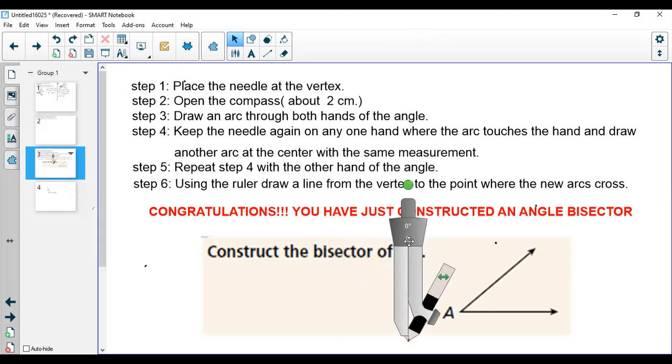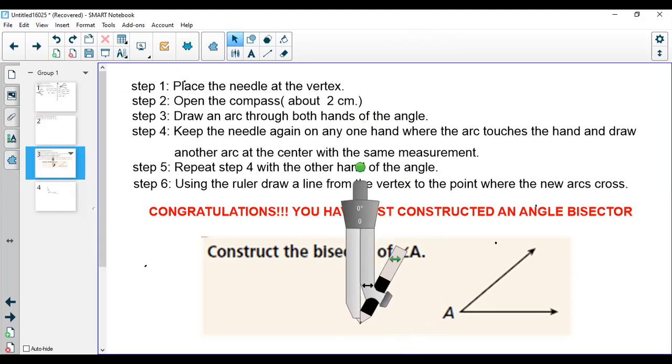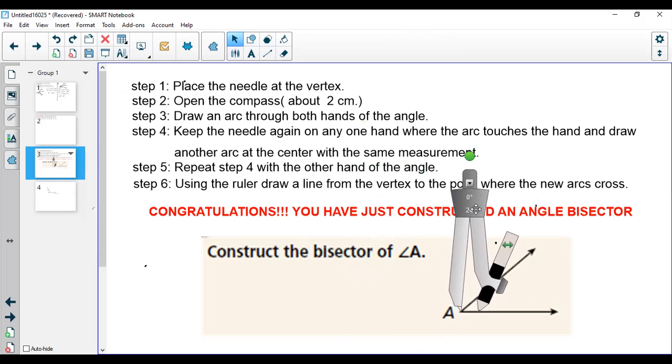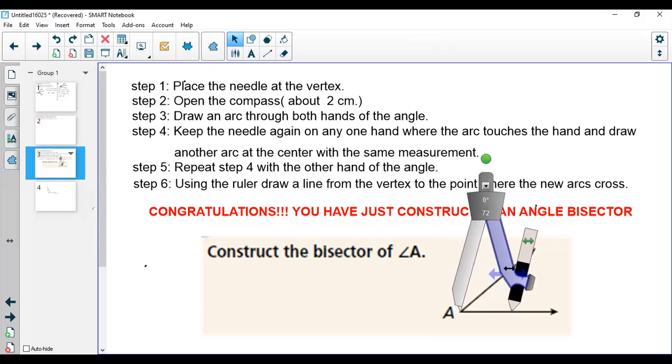So take your compass. You know that you can open this thing. Definitely you must have played with this. So you can open it up a bit. Place the needle at the vertex. So I'm doing step number 1. Place the needle at the vertex. Now open up the compass a bit bigger, maybe about 2 centimeters. Open it up. I did step number 2 also. I did open the compass.